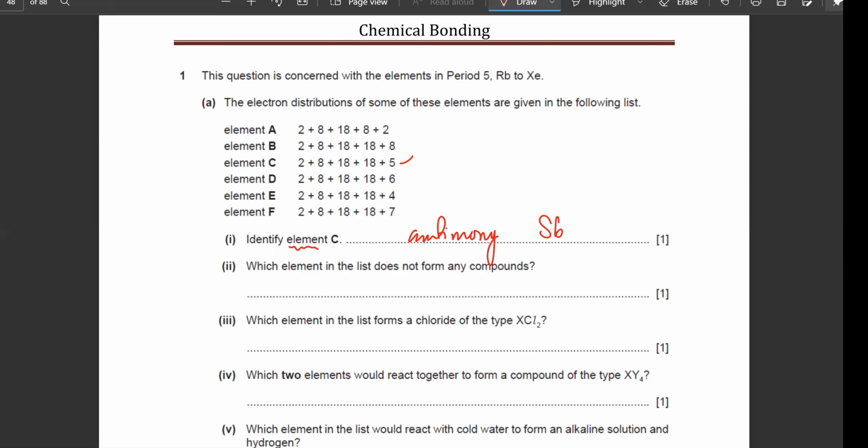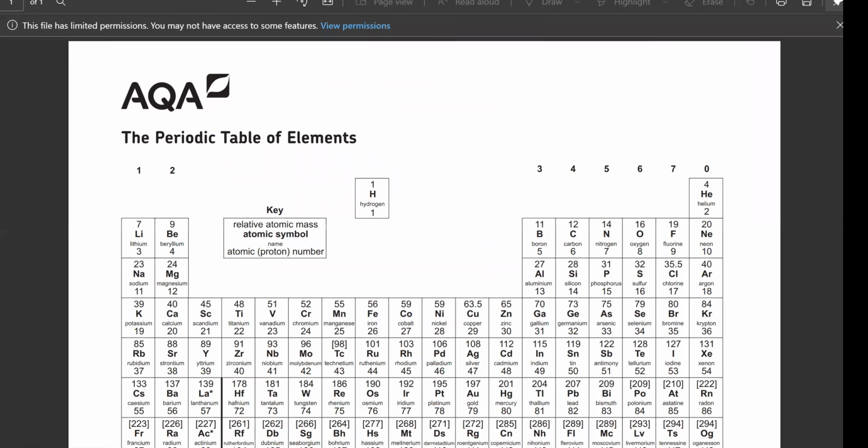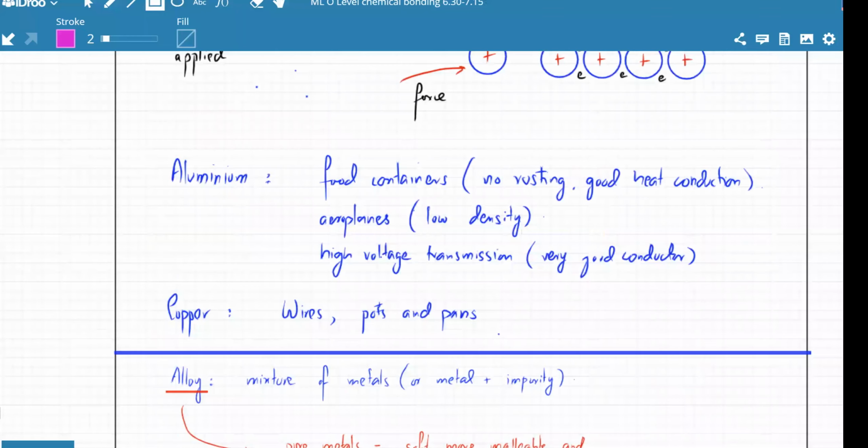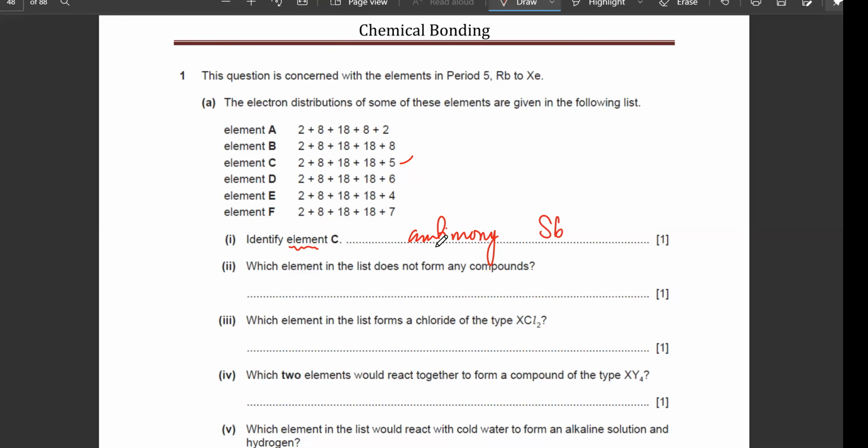The other way is elements are identified according to the number of protons. You can add them all up and figure out the number of protons, but this was kind of easier. Which element in the list does not form any compound? In the periodic table, which of the elements don't form compounds? Group 0, or group 8, depending on the periodic table you're using. That's noble gases. So which one do you think is that element over here? Element B, because its outer shells are already complete.